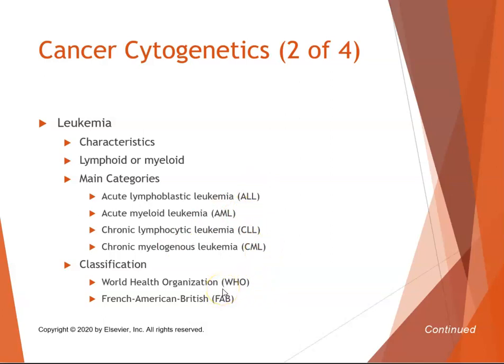Do we get a better diagnosis as to which type of leukemia? Remember, the FAB classification is just a morphological identification, so it's not really cytogenetics per se yet.